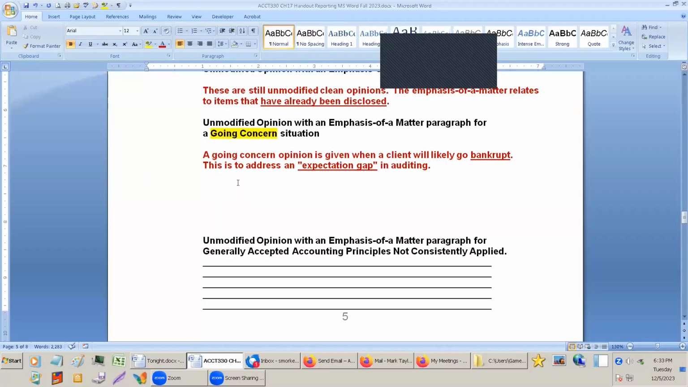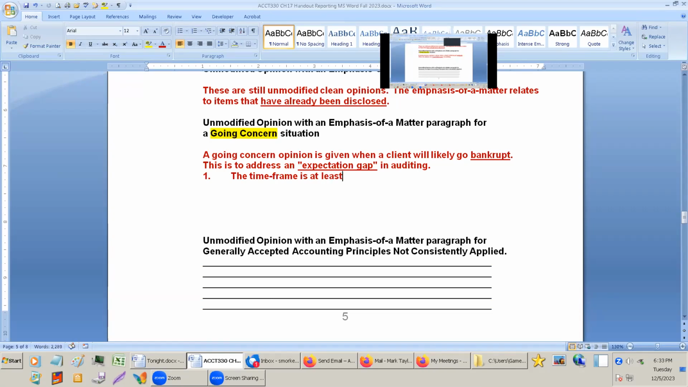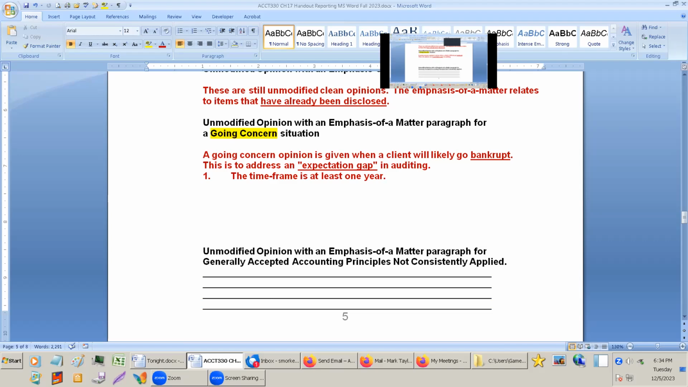So let's put this in. Okay, so let's put some of the things that we need to know for this in. So it has to be at least a year, and could very well be more than a year, 2, 3 years out. Okay, 2.